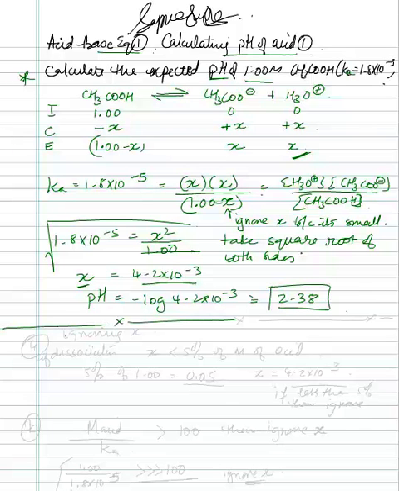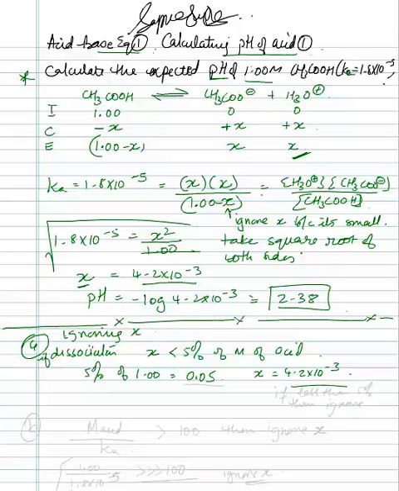Okay, so ignoring X, there are two ways to do this. The first way of ignoring X is to look at the dissociation. If the dissociation X is less than 5% of the molarity of the acid, then you can ignore it. So 5% of 1 molar is equal to 0.05, which means that you need to know the value of X. So X here is 4.2 times 10 to the negative 3.